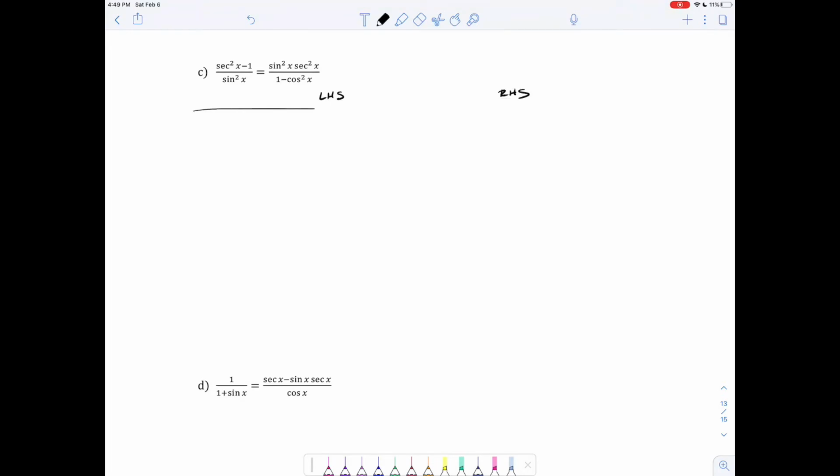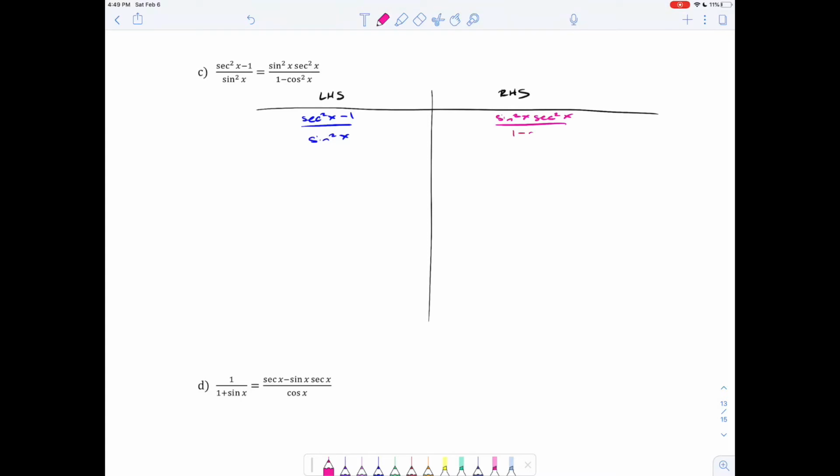Oh, rip. Oh, close. Maybe you'll finish doing an identity in the time it takes me to draw a straight line. I'll take it. All right, my left side is this, and my right side is that.